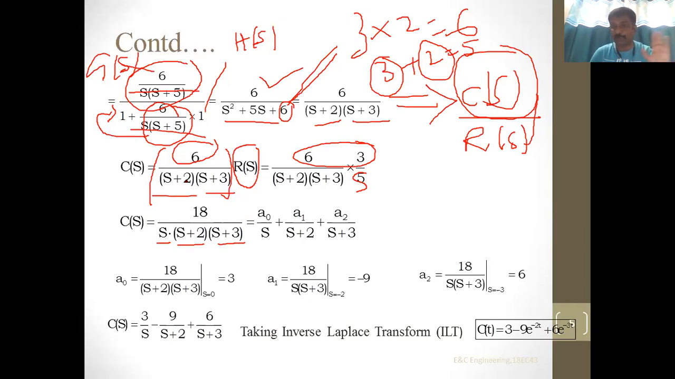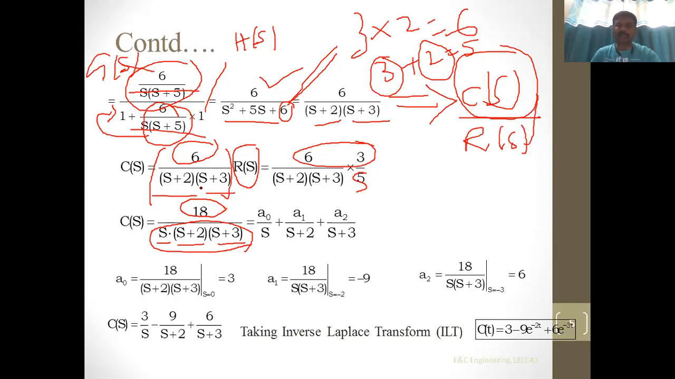Before applying the partial fraction approach, there is one condition you must satisfy, that is the order of numerator should be less than the order of denominator. Now what is the denominator order? Third order, because S, S plus 2, S plus 3. Numerator order is zeroth order. Why? Because there is no S term. Thereby, the order of numerator is less than the order of denominator. If this condition is satisfied, then only I can go for the partial fraction approach, or else I can't proceed. This you need to memorize clearly.